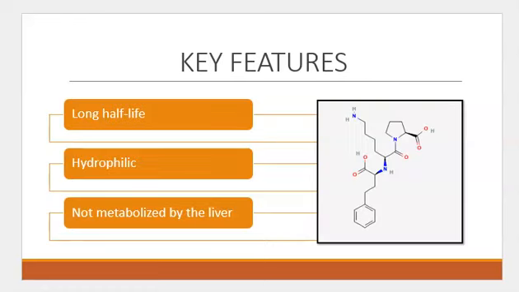Unlike other well-known ACE inhibitors like enalapril and captopril, lisinopril has a long half-life, is hydrophilic, and it's not metabolized by the liver, so it will be excreted as an unchanged compound. Aside from captopril, lisinopril is the only other ACE inhibitor that is not a prodrug, a compound with very little pharmacological activity that can metabolize in the body and convert it into a pharmacologically active drug compound.